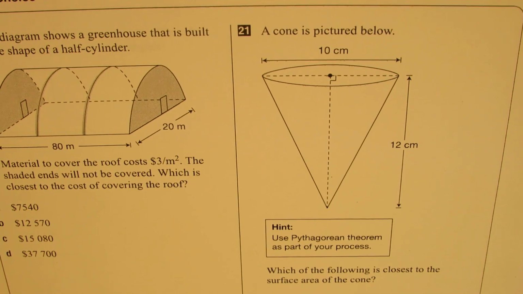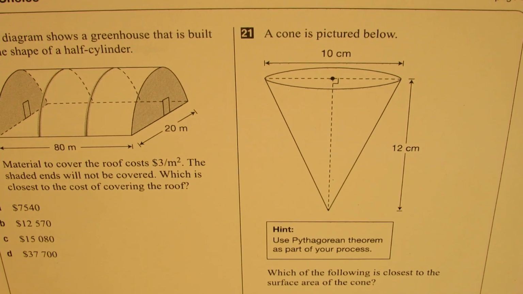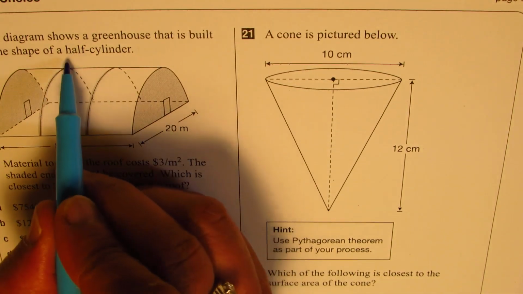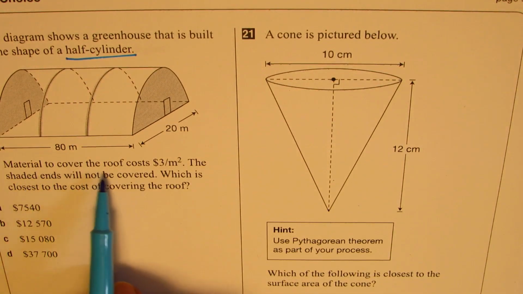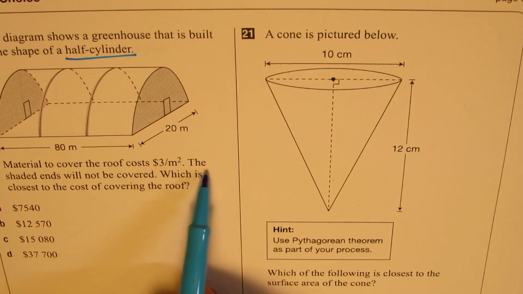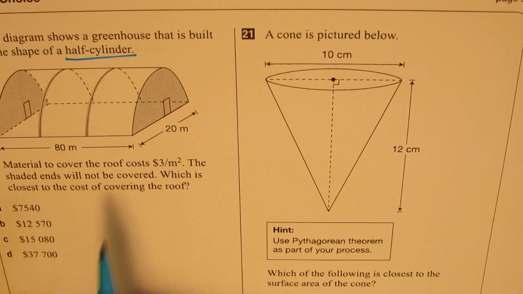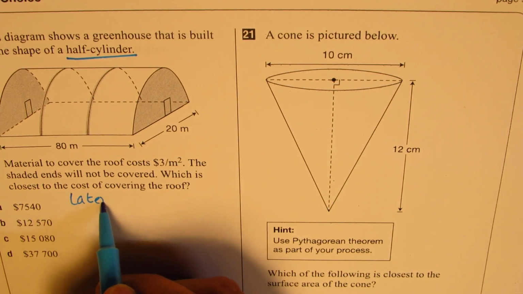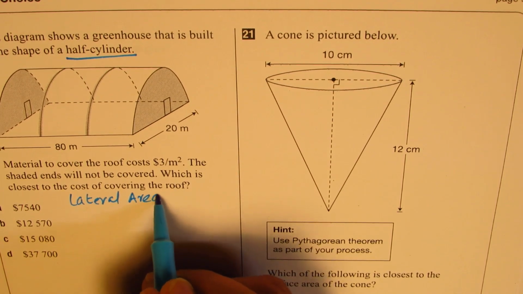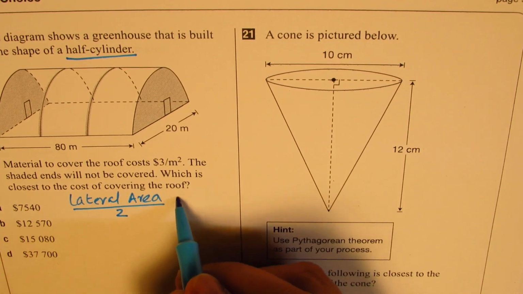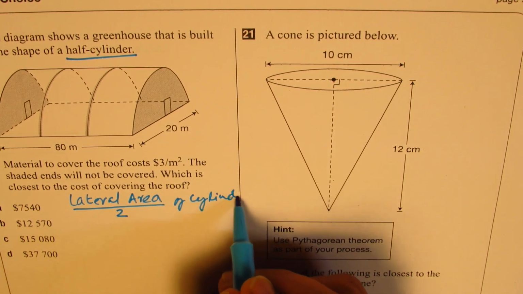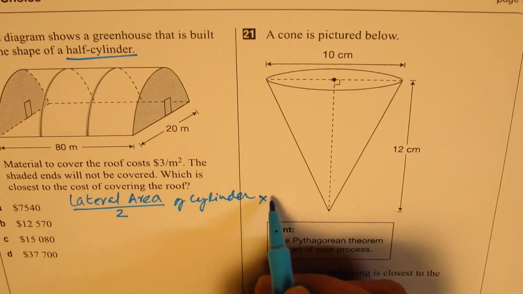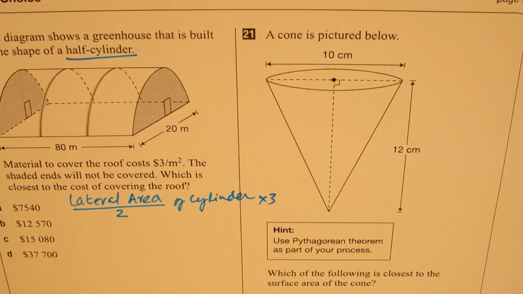Let's look into question number 20. This diagram shows a greenhouse that is built in the shape of a half cylinder, right? Half cylinder. Material to cover the roof costs $3 per meter squared. The shaded ends will not be covered. So this is not covered. So only lateral areas. We are looking for lateral area, divided by 2, of the cylinder, because that is half the cylinder, right? And the cost is $3 per meter squared. So we'll multiply this by 3 to get our answer. Is that clear to you?